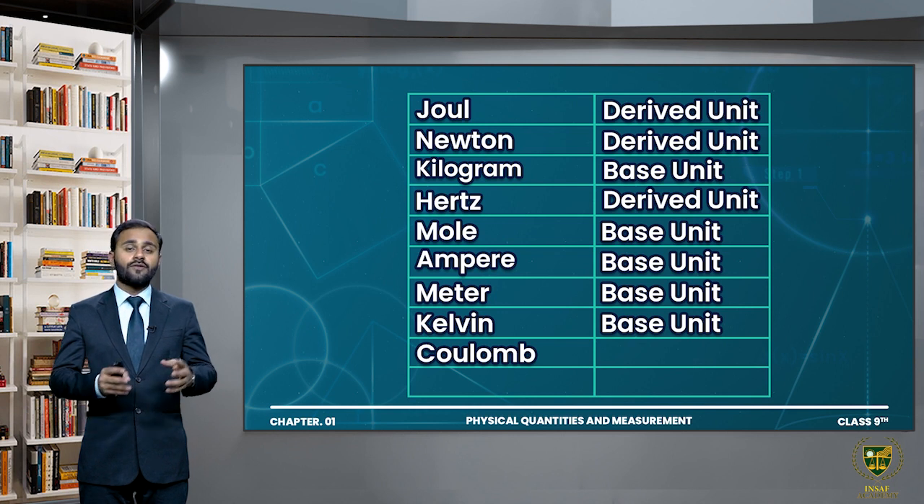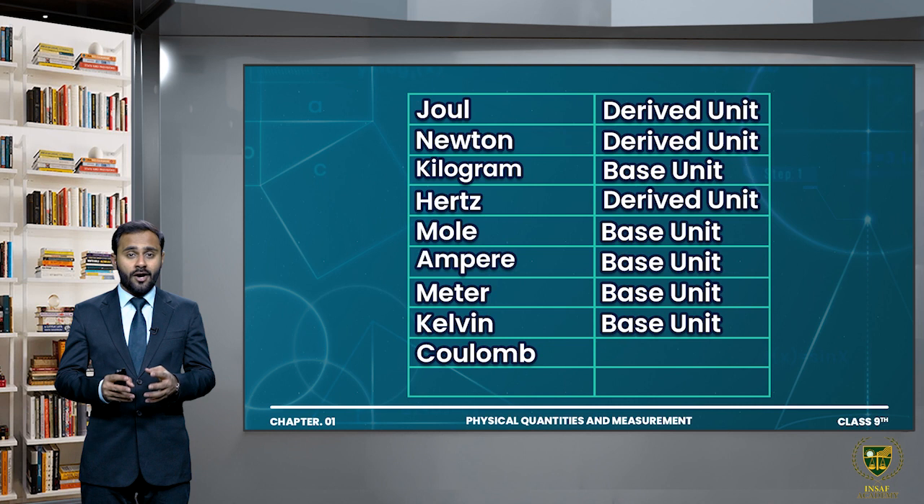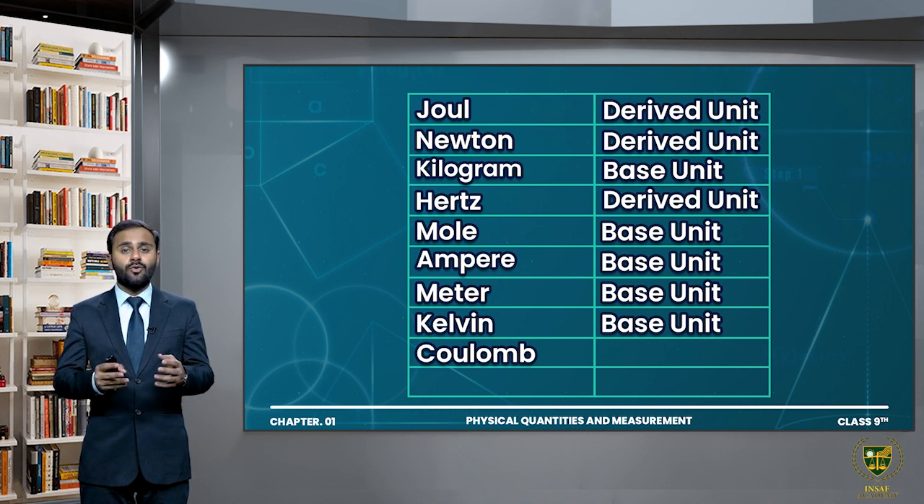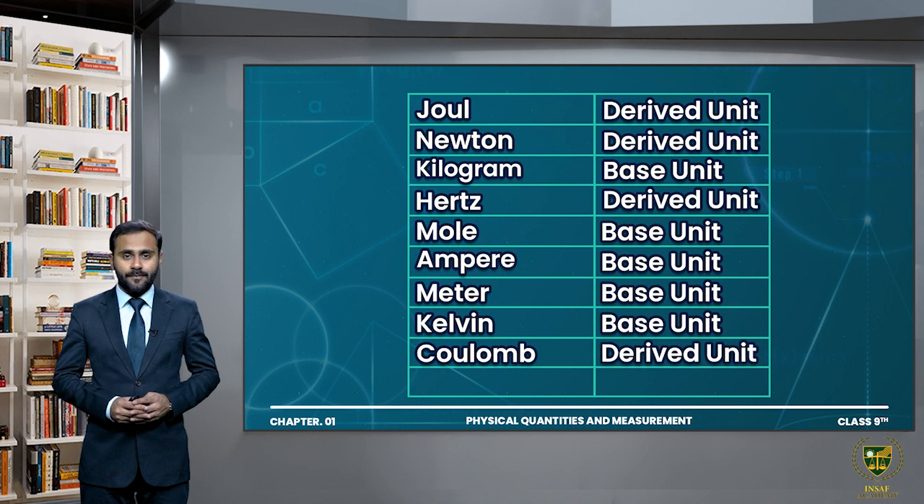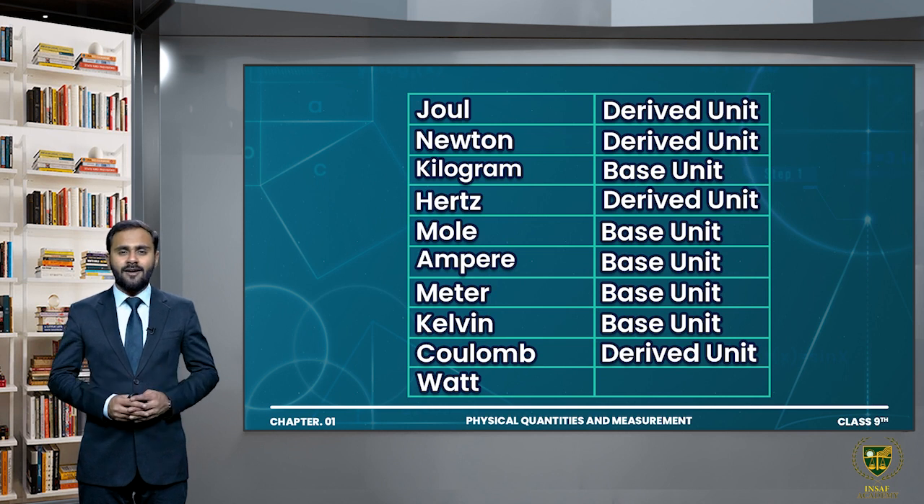Coulomb is the unit of charge. And charge is not a base quantity. So we can say that coulomb is a derived unit. The next one is watt. Watt is the unit of power. And power is a derived quantity. So we can say that watt is a derived unit.